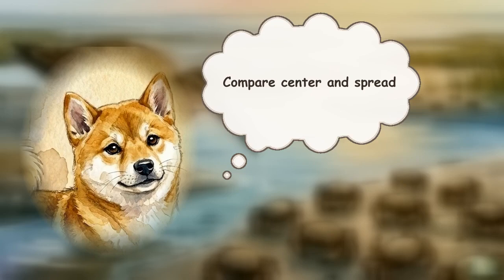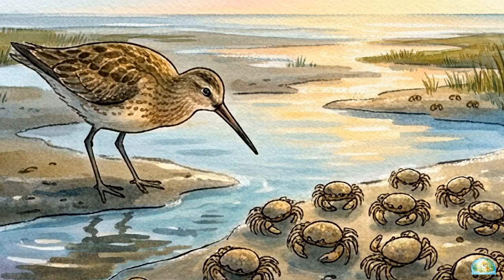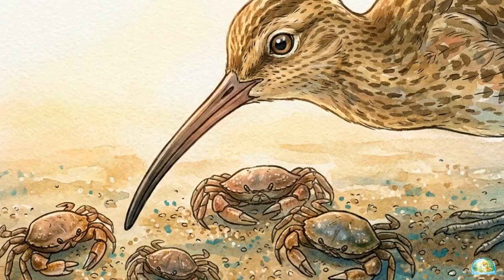Compare center and spread. Shape tells a story. Look past the average. Welcome back to the estuary census. As we watch the populations out on the mudflats, we run into a practical question. Which statistical summary correctly describes an animal group?